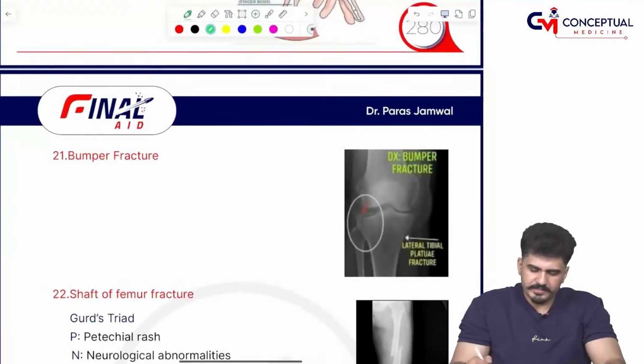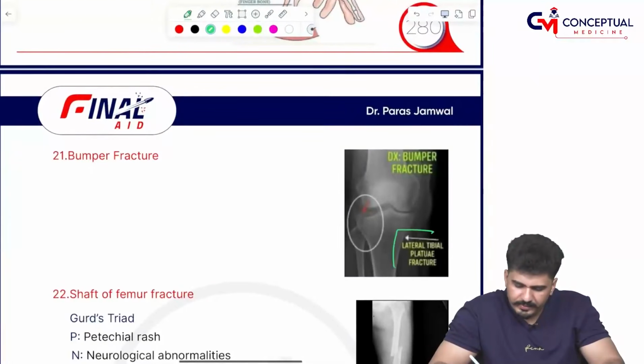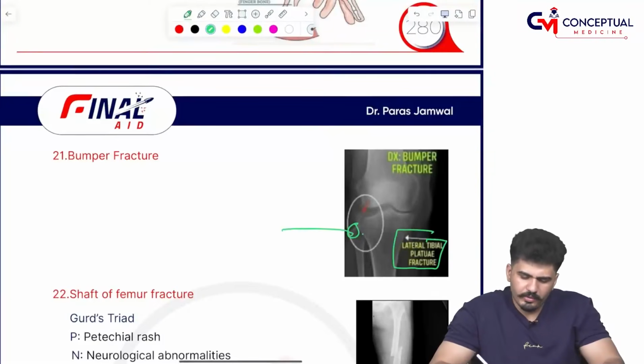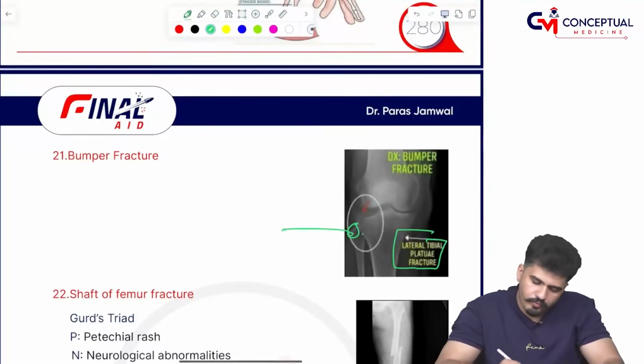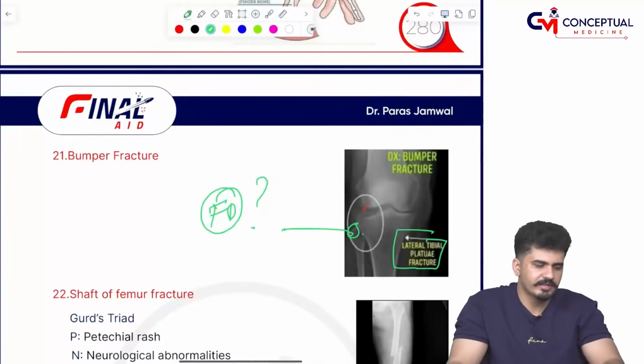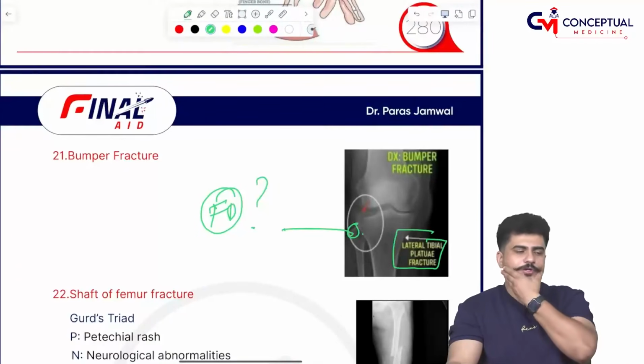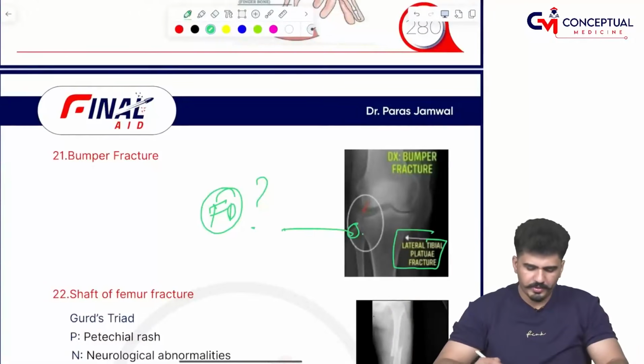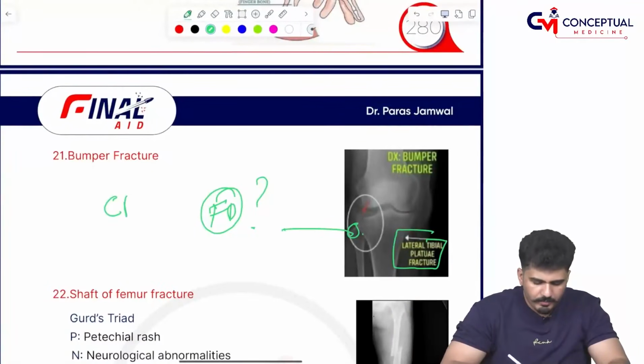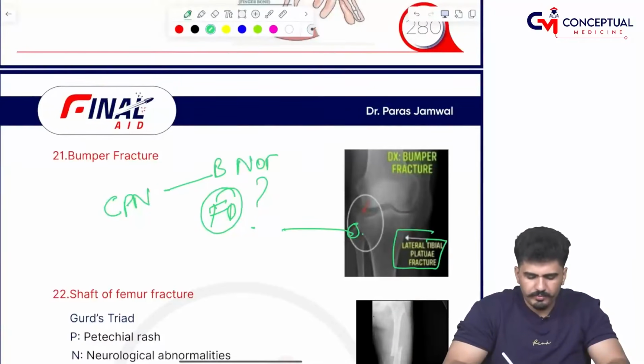Bumper's fracture. The bumper fracture में there is a fracture of a lateral tibial condyle where fibula is also present. Now, this fracture will lead to foot drop. Why? My question is why? Can anyone answer why this will lead to foot drop? This is going to lead to foot drop because of the involvement of the common peroneal nerve, which is winding around the neck of fibula.